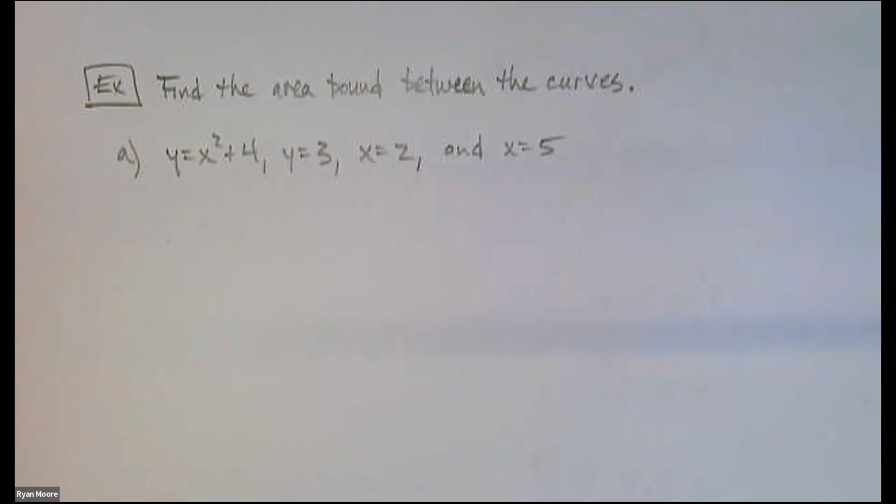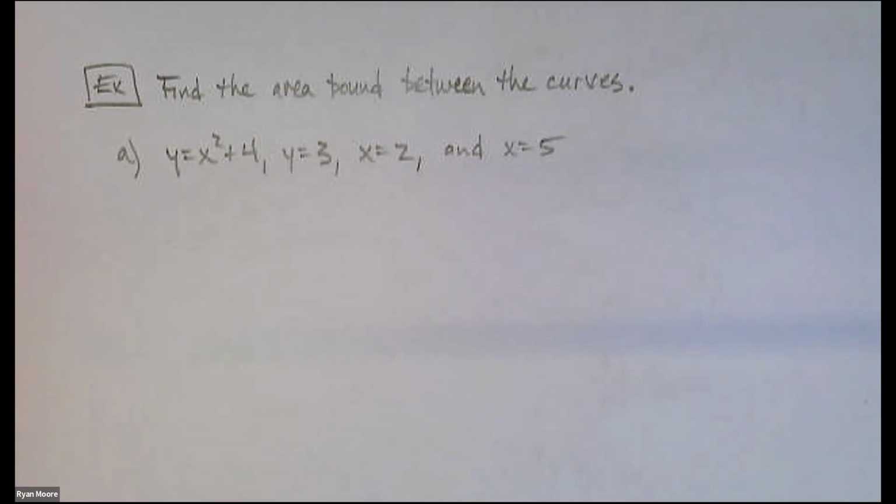Find the area bound between the curves. We're looking at the curves being y equals x squared plus 4, y equals 3, x equals 2, and x equals 5. This is the way that problems are going to be presented to us. They're going to give us a list of the functions, or the list of the curves. When you get one of these, the first thing we're going to need to do is take a look at the graph. Maybe here you would more or less know how to graph each of these lines.